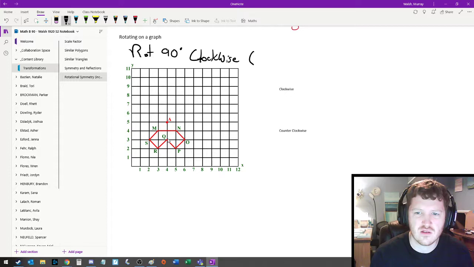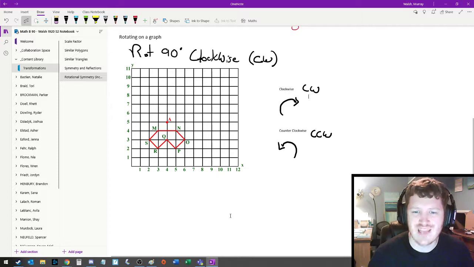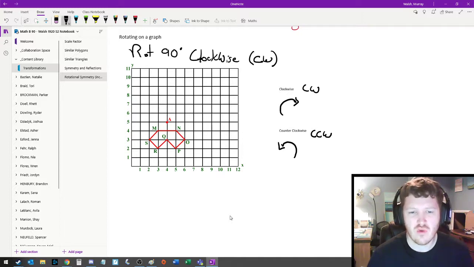sometimes written as CW. Just in case you're unsure, clockwise is this way, and then the opposite of clockwise is counterclockwise, sometimes written as CCW. That's going to be going that way. So if we wanted to rotate this 90 degrees clockwise, just like we did with line reflections on a graph, we want to do it 1 point at a time. We want to rotate them 1 point at a time.